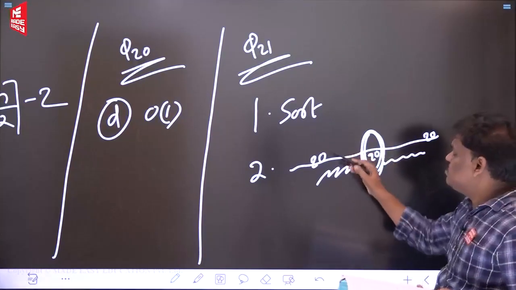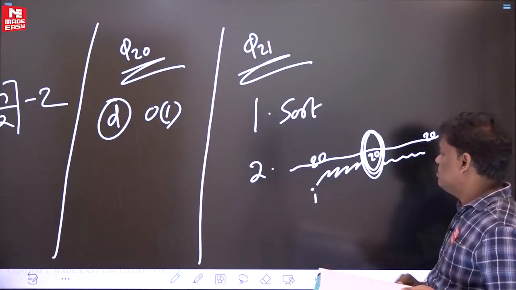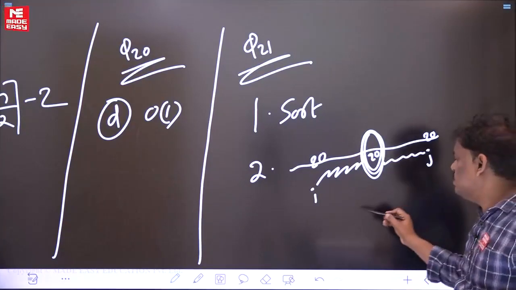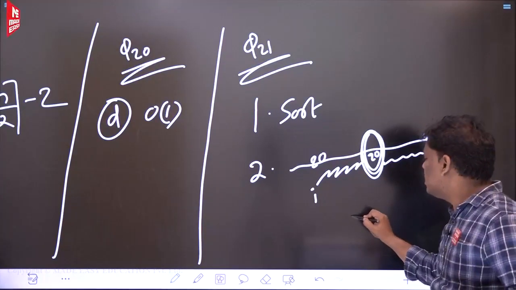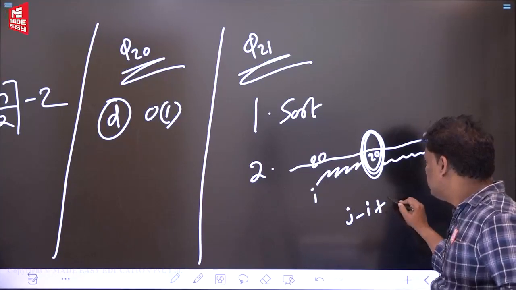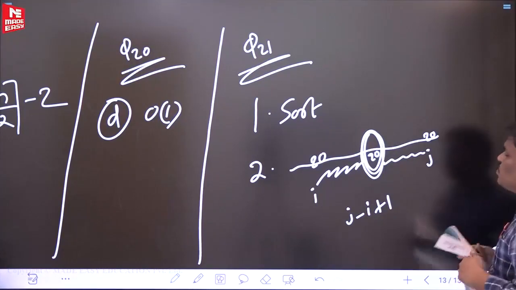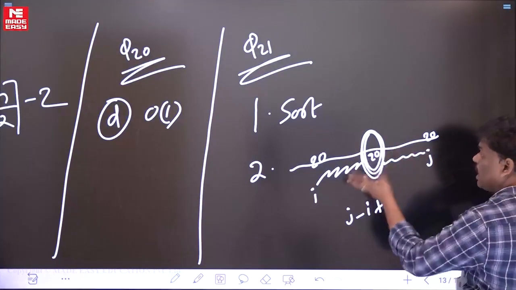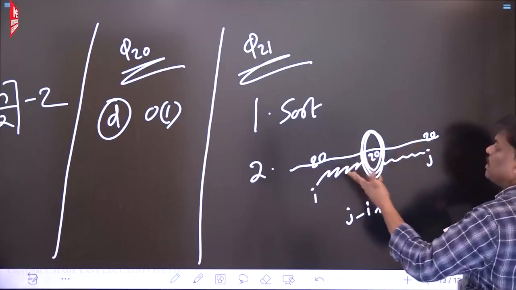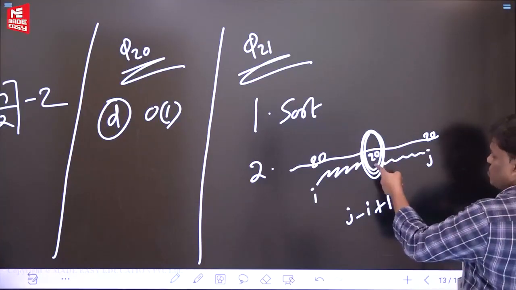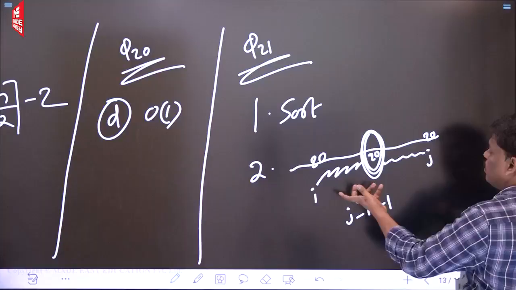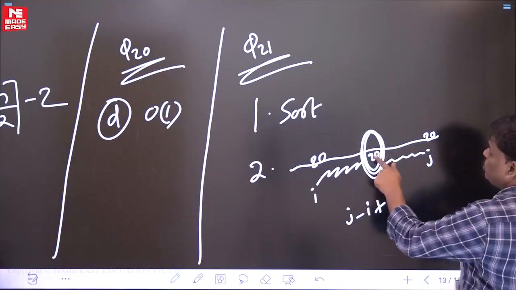Assume the first 20 is at the ith place, and the last 20 is at the jth place. Now find out how many elements there are from i to j: j minus i plus 1. These many elements are there. So if a majority element exists, it will be the middle element, but that is not confirmed. 20 is the majority element if it exists, but not confirmed. How to confirm? Verify whether it is repeating more than n by 2 times or not.